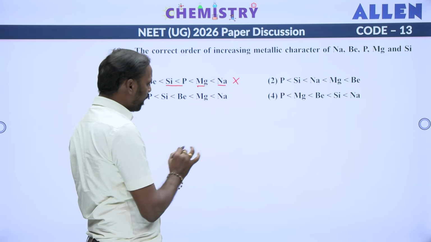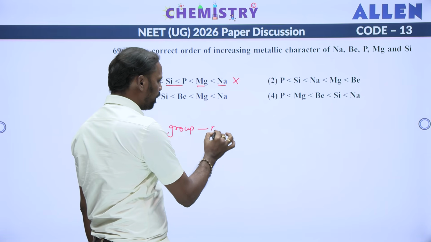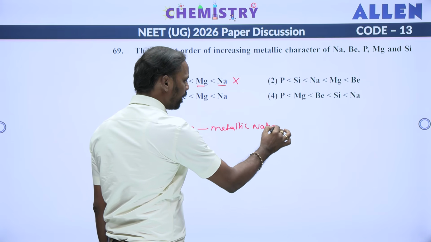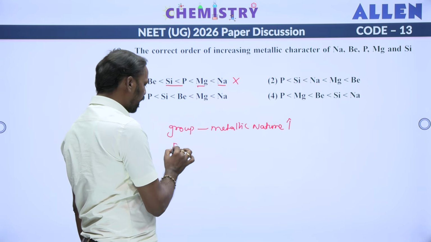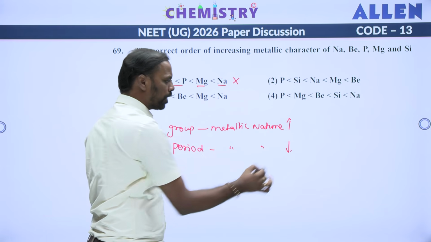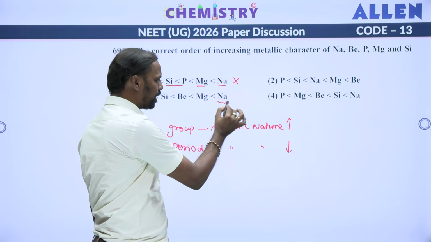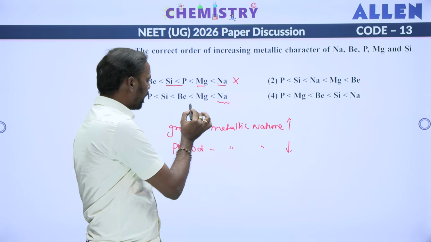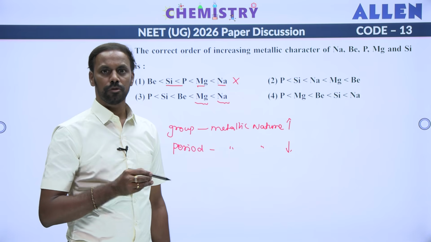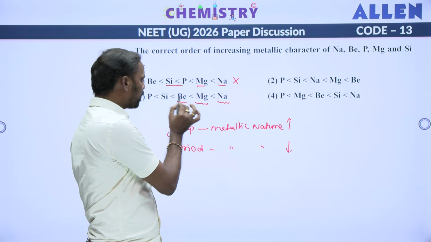Generally, in a group, from top to bottom, metallic nature increases, whereas in a period, from left to right, it decreases. In this option, sodium is an alkali metal, whereas magnesium is an alkaline earth metal. Sodium's size is more compared to magnesium, so the metallic nature of sodium is greater than magnesium. After that, beryllium is perfectly fine.